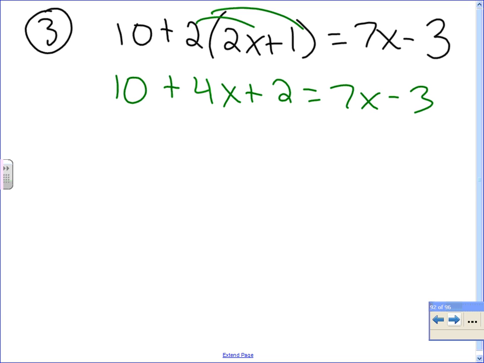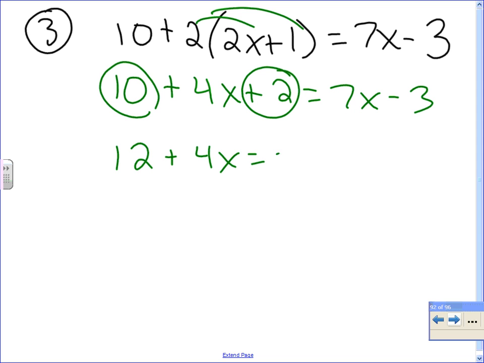All right, the next step, Candace, is what? Before that. That's not wrong, but what do we always do before that? Yeah, combine like terms is the next step. The 10 and the 2 are like terms. 10 plus 2 is 12. Rewrite everything else.